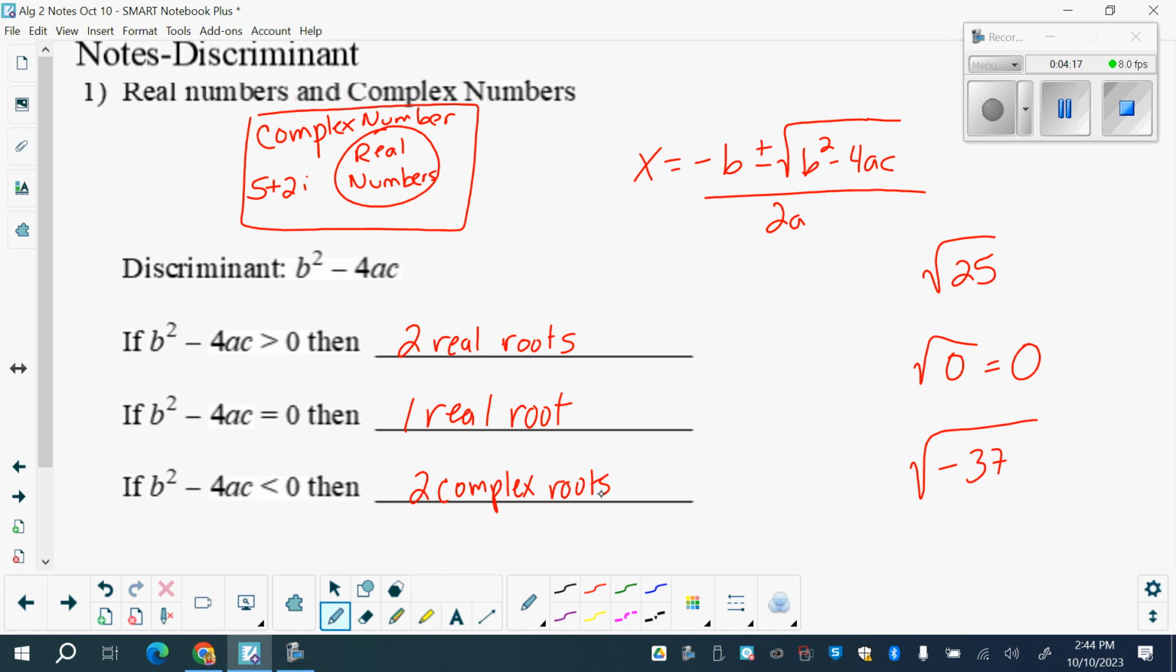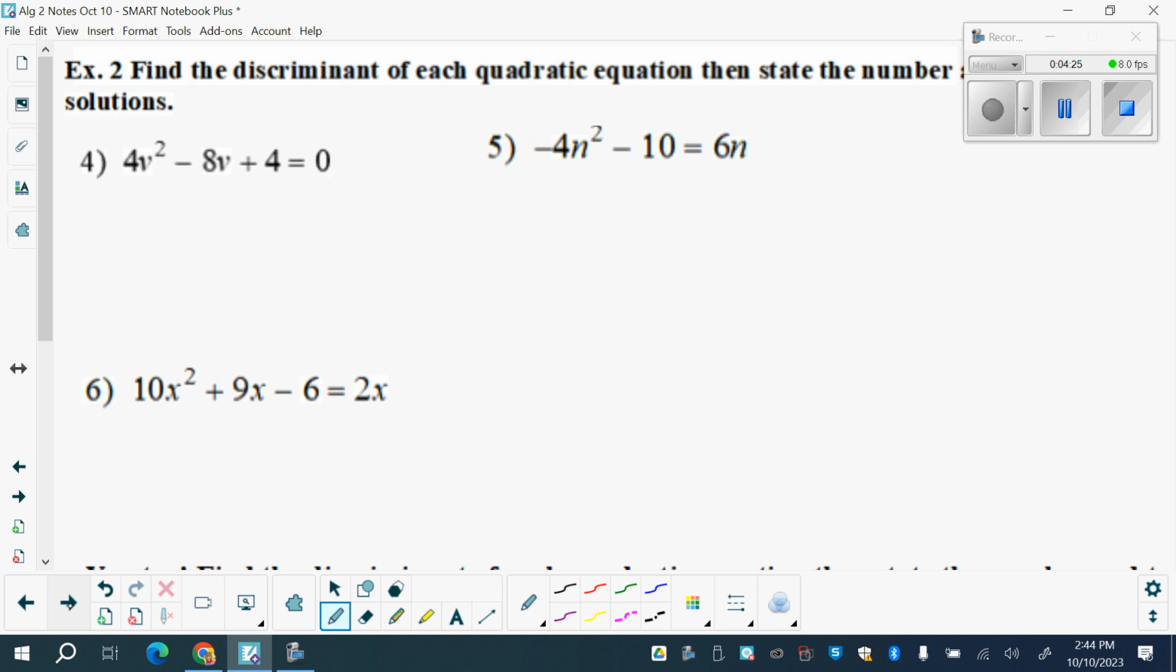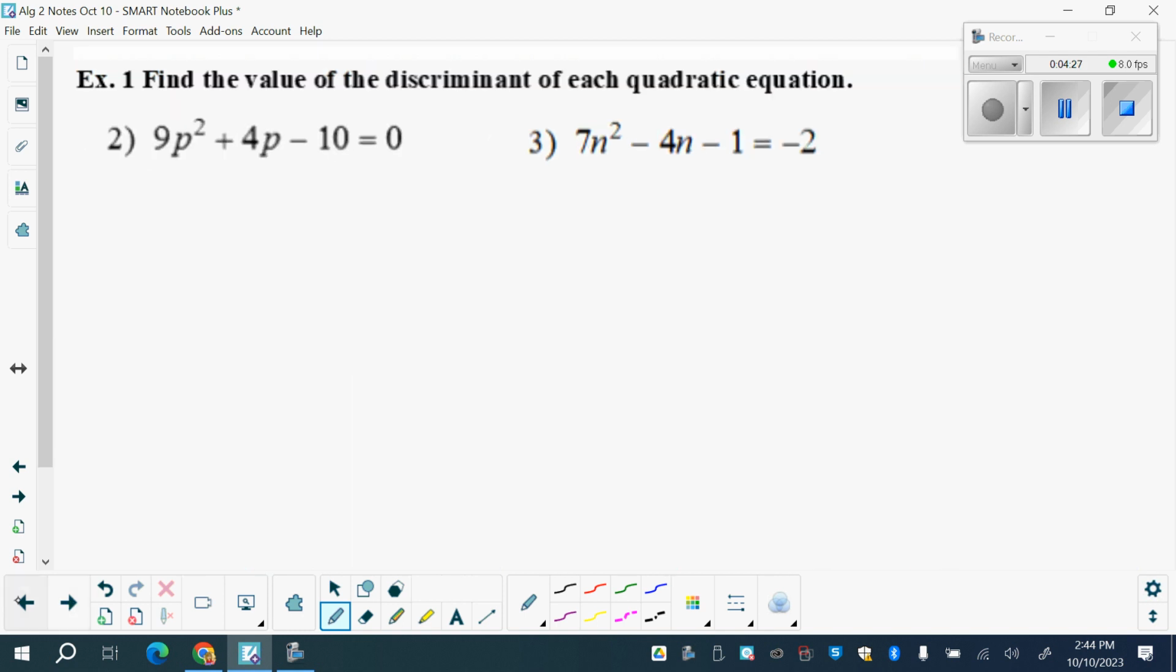Okay, let's do some examples. Anybody still looking at this? So we'll have you look at this. Okay, you want to find the value of the discriminant. I'm not going to do number 2. Let's do number 3. Is number 3 in standard form? It's not. So we need to first get it in standard form.